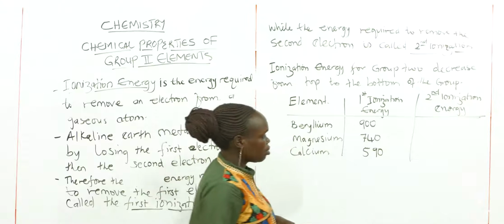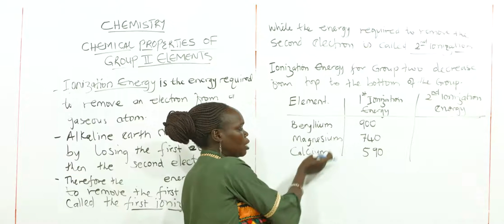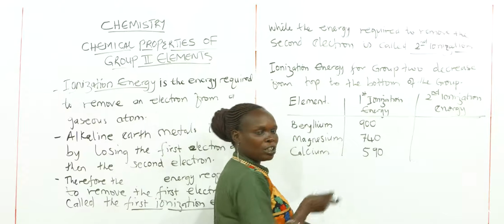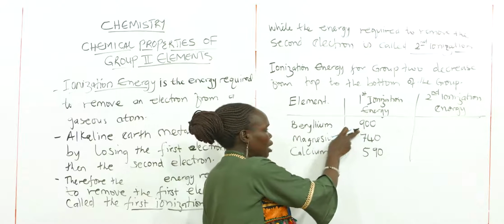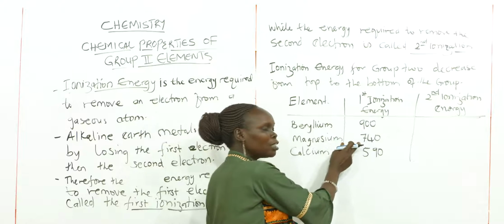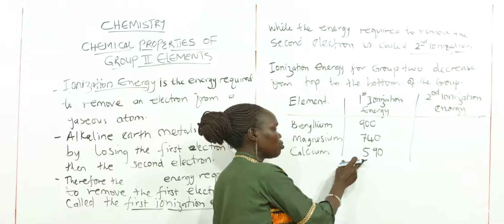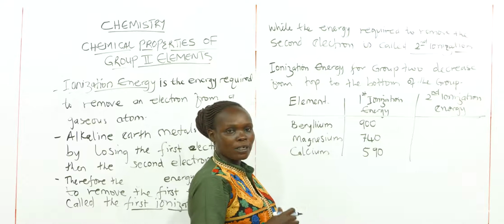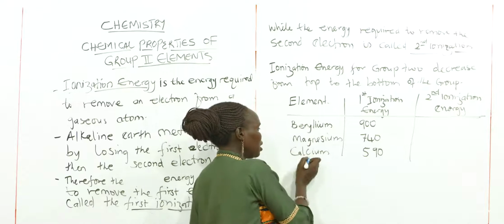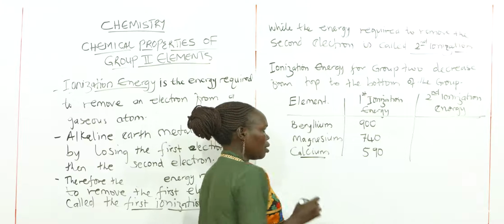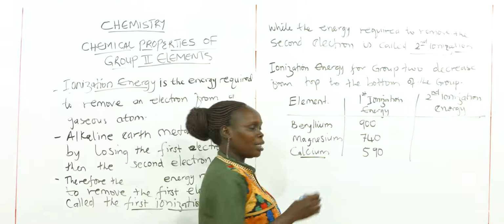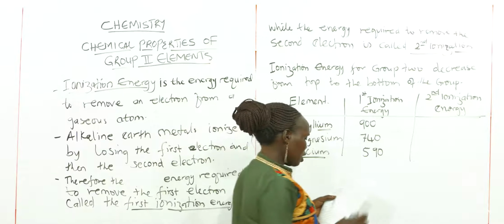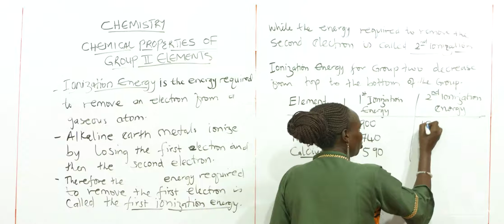So learners, as we realize, as we move from beryllium to calcium, there is a lowering of the ionization energy. So we shall have for the first element 900, which is more than 700, and 700 is more than 500. So the element here having the lowest ionization energy from these 3 elements is calcium, and the one with the highest ionization energy is beryllium.